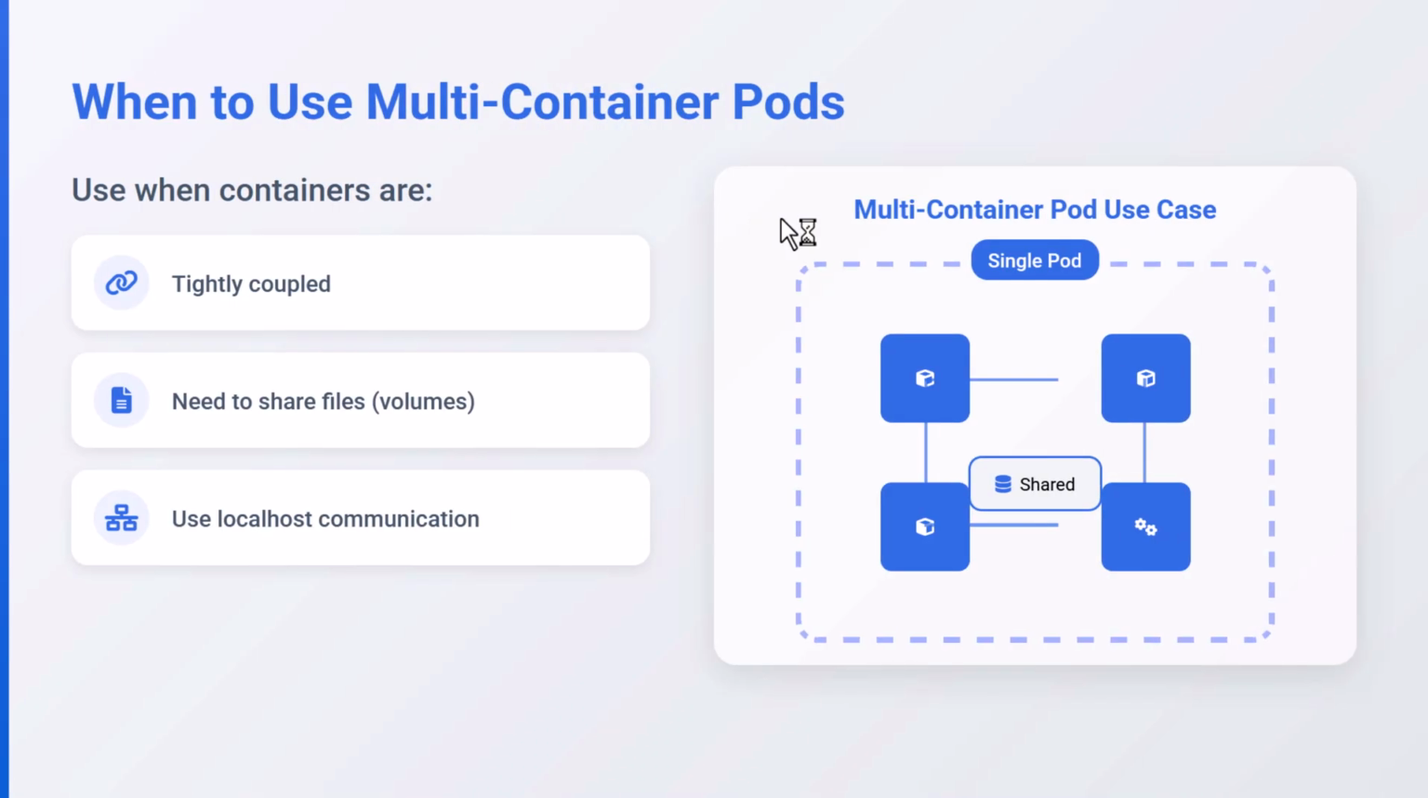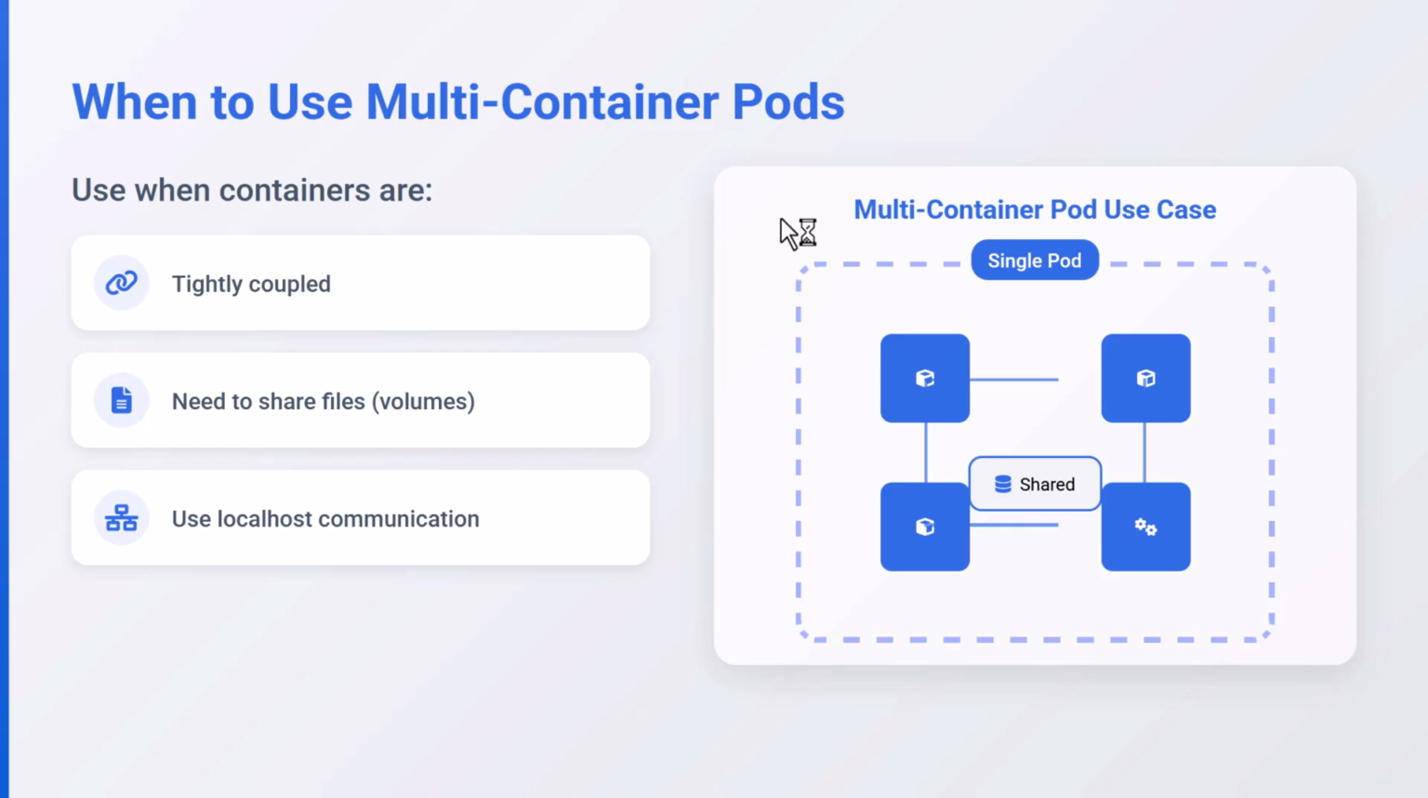Now let's talk about when you would actually use a multi-container pod in Kubernetes. Most of the time a pod runs just one container, but there are special cases where it makes more sense to have multiple containers working together inside a single pod, like a little team. So when should you consider using a multi-container pod? First, when the containers are tightly coupled, meaning they really depend on each other to work properly. A great example is when one container handles the main app and another one does logging or monitoring for it.